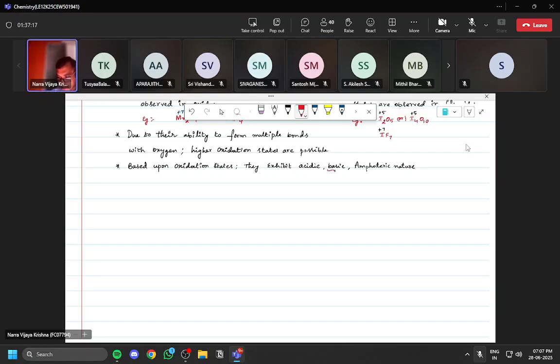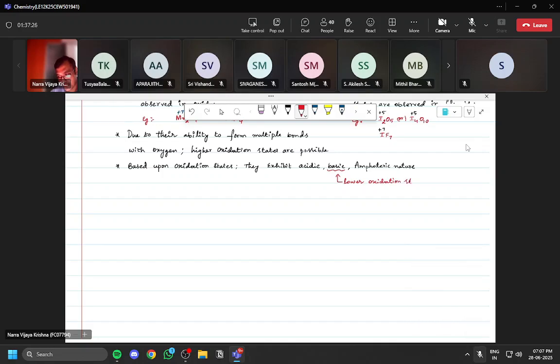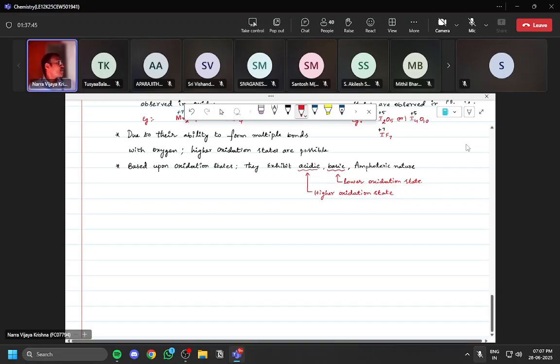Basic nature is observed in lower oxidation states. Acidic nature is observed in higher oxidation states. Right? Acidic nature is observed in higher oxidation state. Basic nature is observed in lower oxidation states. Now observe this case.